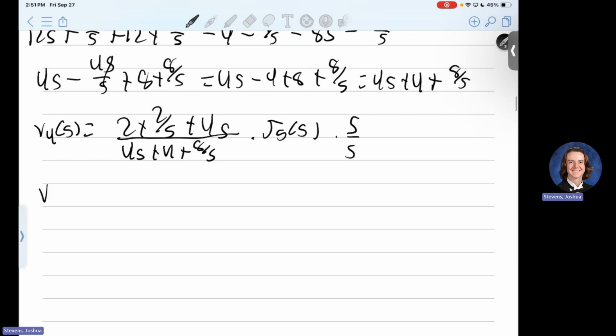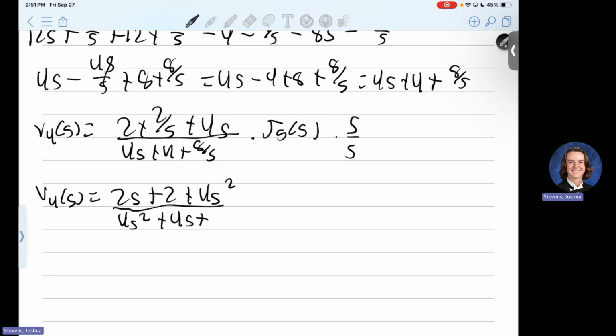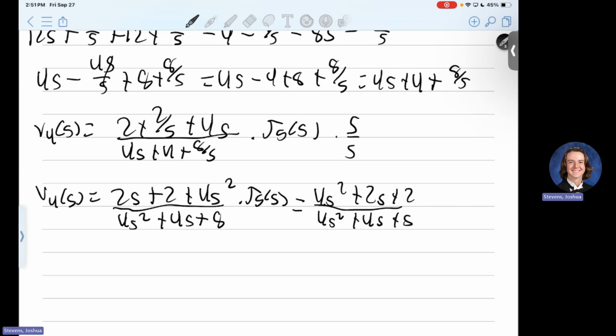Yep. So V4 of S equals (2S plus 2 plus 4S squared) all over (4S squared plus 4S plus 8) times JG of S. Just for my brain, I'm going to rearrange some stuff real quick: (4 over S squared plus 2S plus 2) all over (4S squared plus 4S plus 8) times JG of S. My brain likes that. What do we do now?